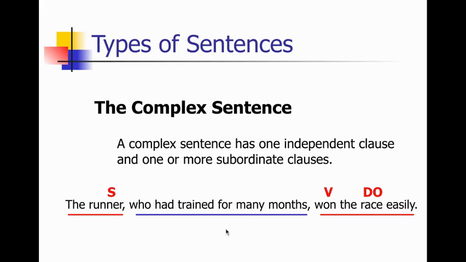But we also, in the middle, have this subordinate or dependent clause that cannot stand by itself. It is not a complete sentence. Who had trained for many months? It could be a question, who had trained for many months, but alone as a sentence, it is incomplete.